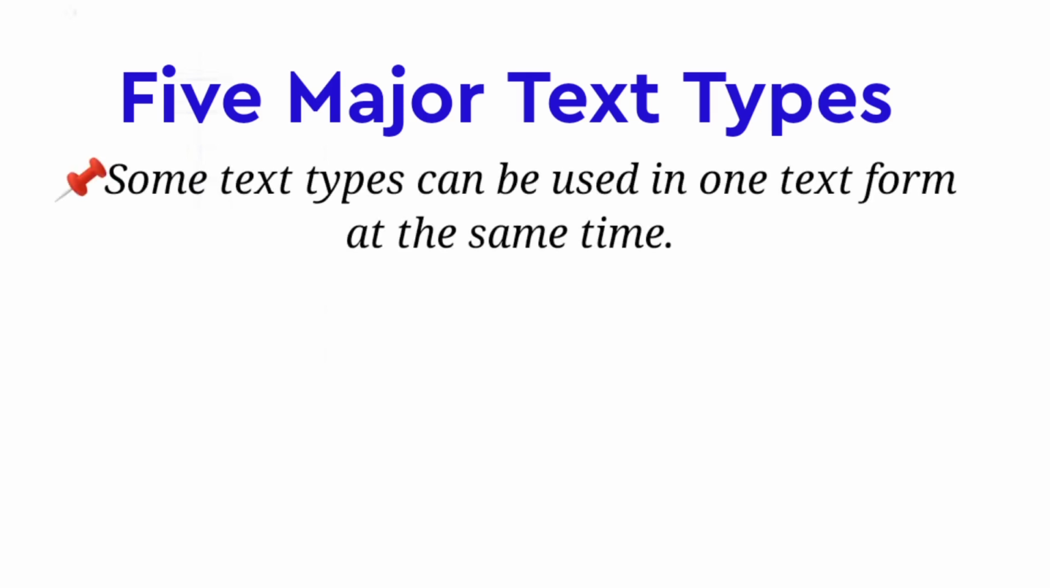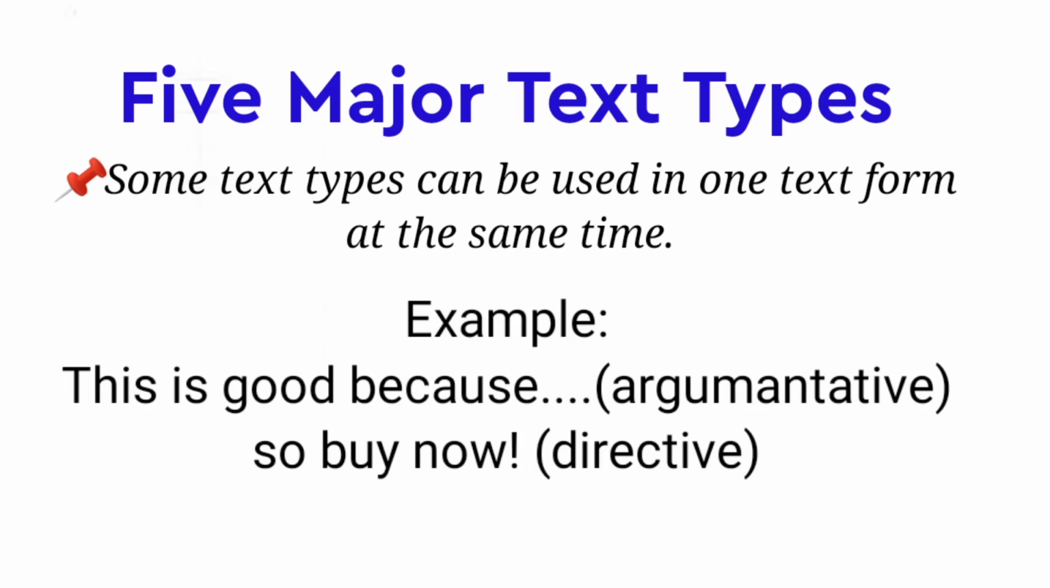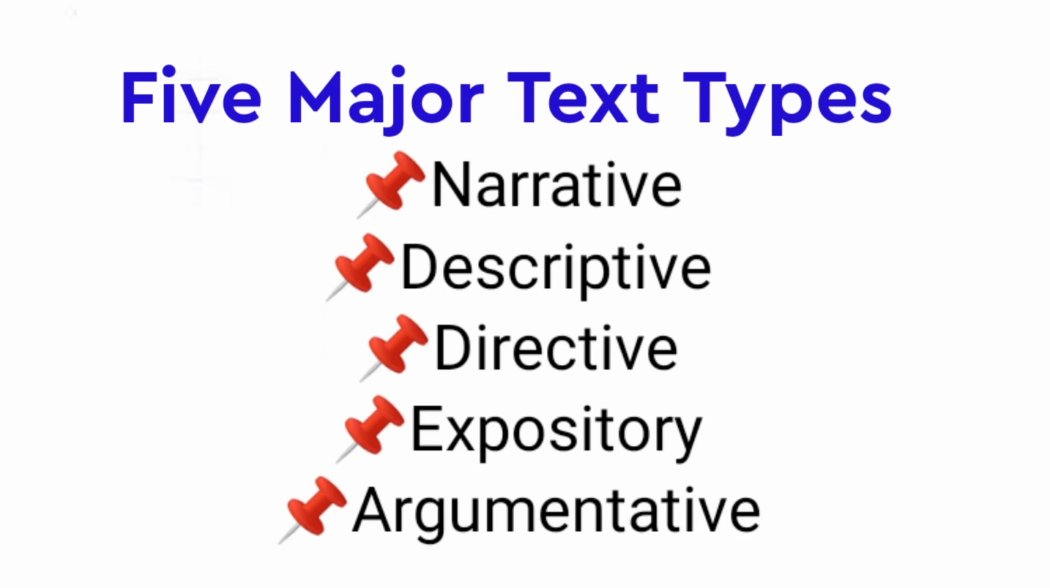Few texts are pure realizations of a single type. Advertisements may be both argumentative, persuasive, and directive. Example: this is good because, so buy now. Now let us have a recap about the 5 major text types: narrative, descriptive, directive, expository, and argumentative.